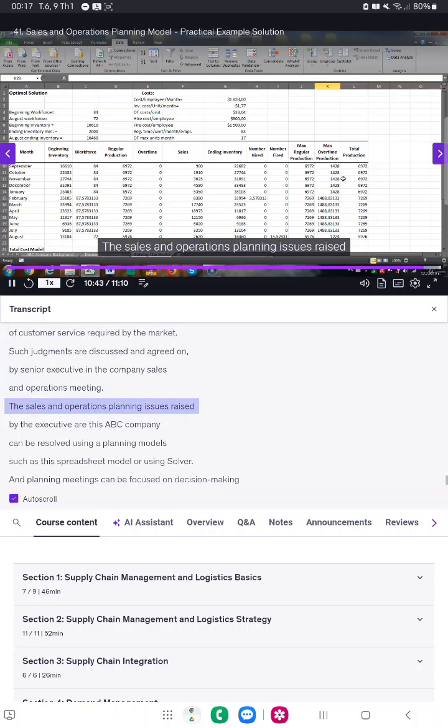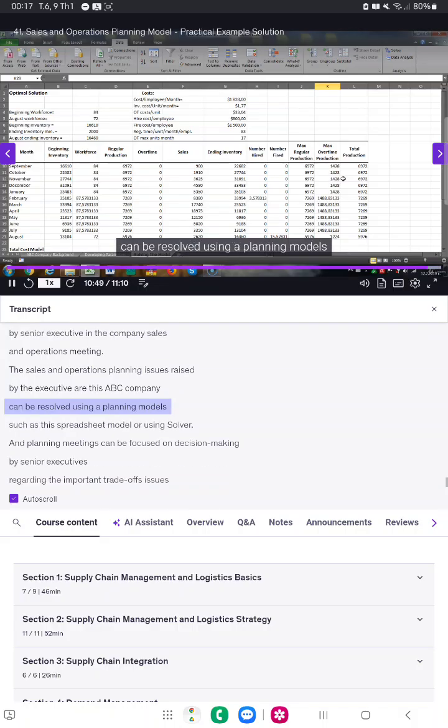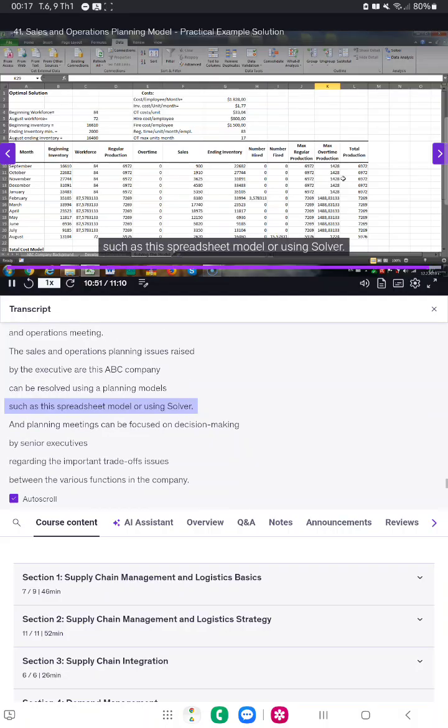The sales and operations planning issues raised by the executive at this ABC company can be resolved using a planning model such as this spreadsheet model or using Solver, and planning meetings can be focused on decision making by senior executives regarding the important trade-offs issues between the various functions in the company.